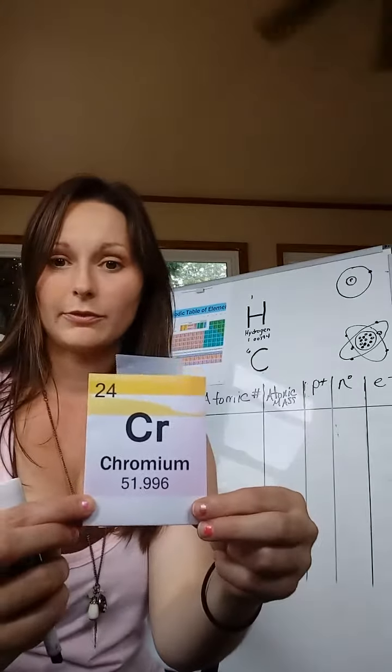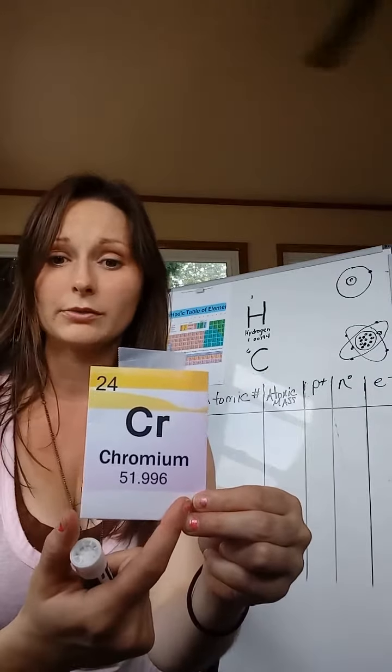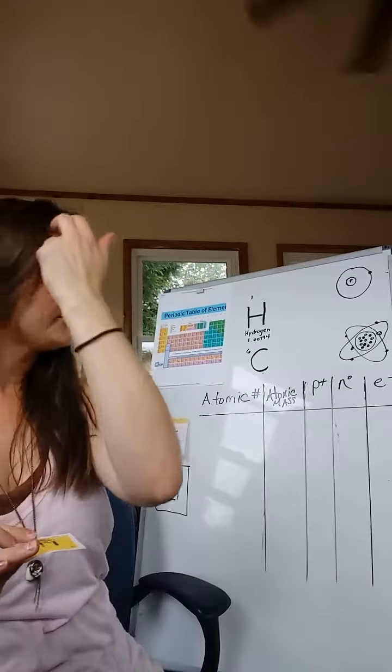Quick lesson before we get into things. If you see an atomic mass like this, you can round it up to 52, okay? All right, let's get started. So we're going to start with chromium.